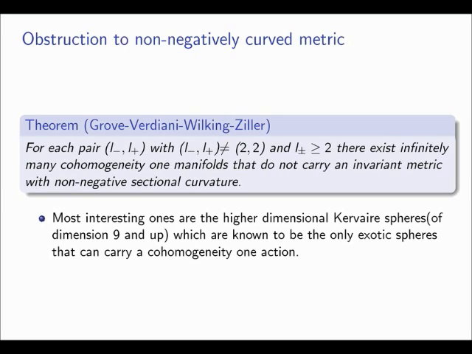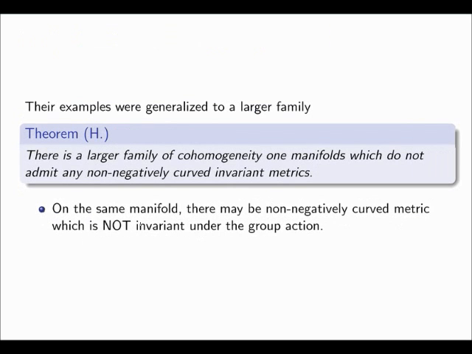From this obstruction, there are examples called the exotic spheres, in dimension 9 and up. The exotic sphere has a cohomogeneity one action, but there is no invariant metric with non-negative sectional curvature. So this is kind of bad news for the exotic spheres. And in my thesis, I generalize these examples to a larger family.